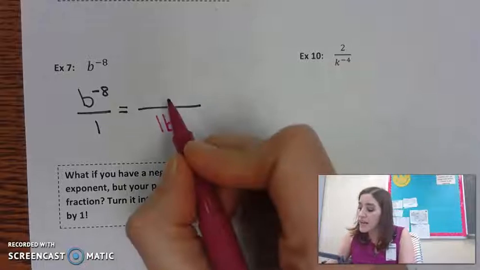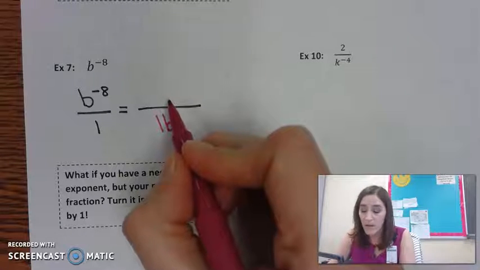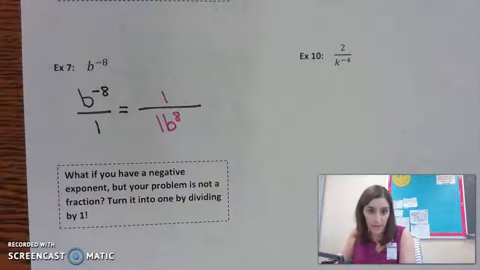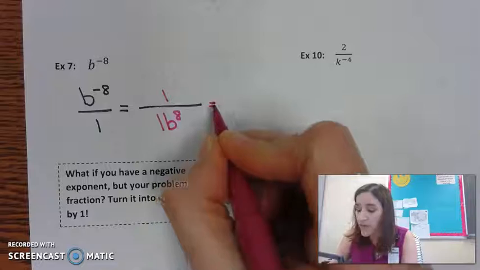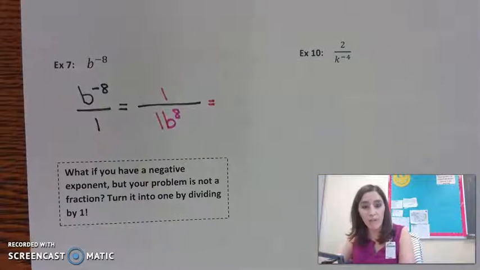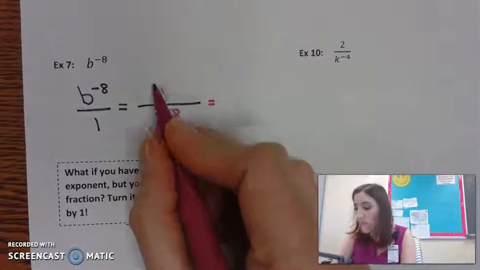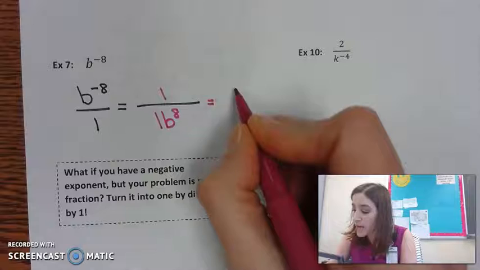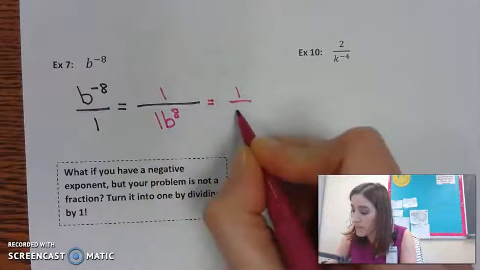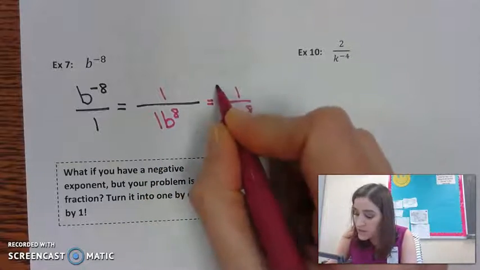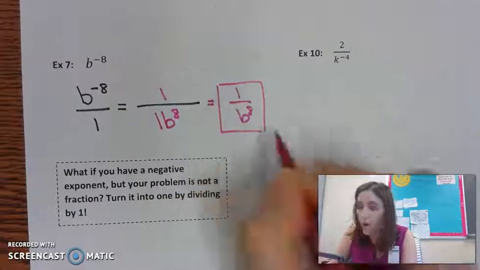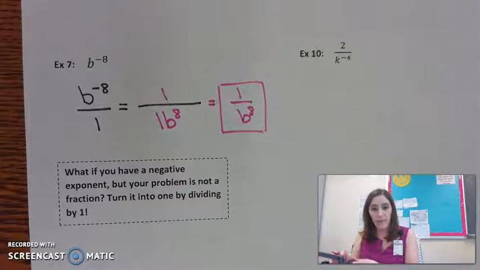Okay? And then I don't have anything remaining on the top anymore. That's when I have to put a 1. Okay. Now, the only time that you have to keep a 1 in your problem is if it's alone on the top part of your fraction. So I do have to keep that 1, but I don't have to keep the other. So the most simplified answer is 1 over b to the 8th power.